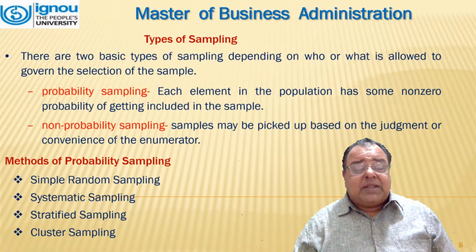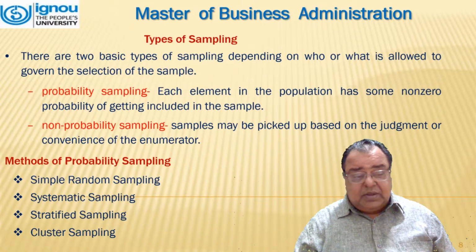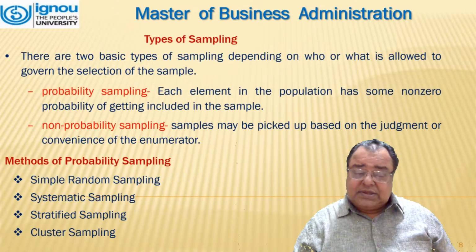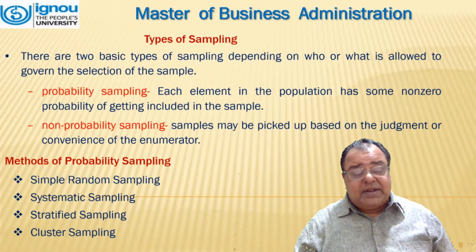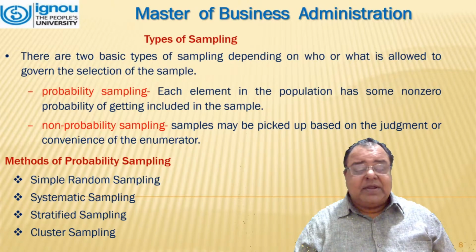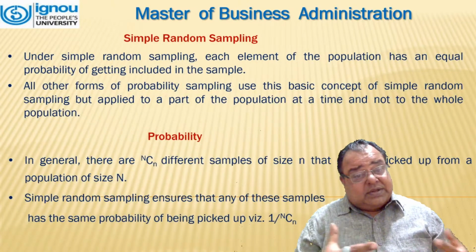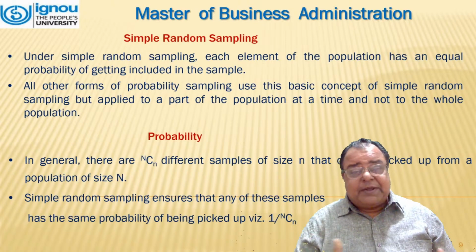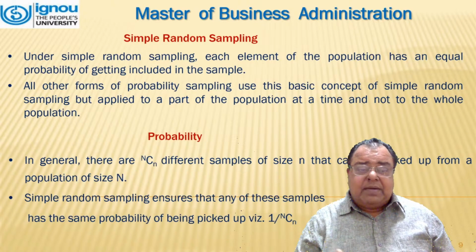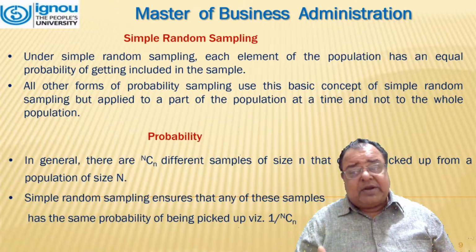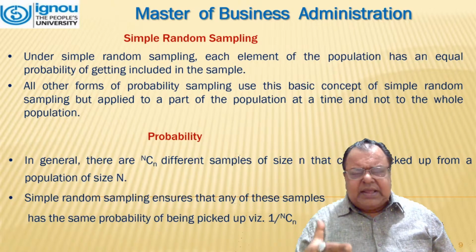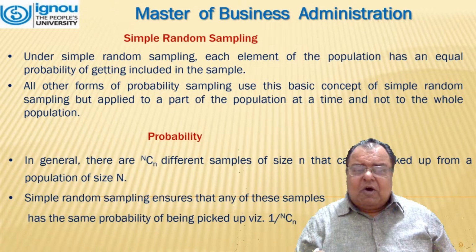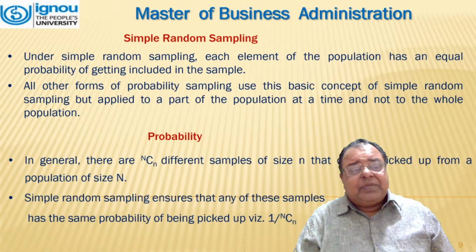What are the different methods of probability sampling? First one is simple random sampling. Second one is systematic sampling. Third one is stratified sampling. The fourth one is cluster sampling. We will start with simple random sampling. Under simple random sampling, each element of the population has an equal probability of getting included in the sample. Anything can be picked.